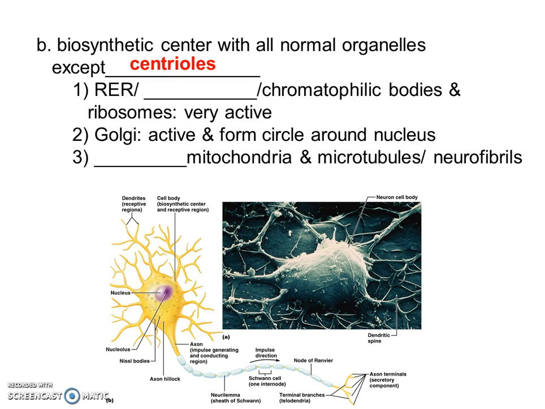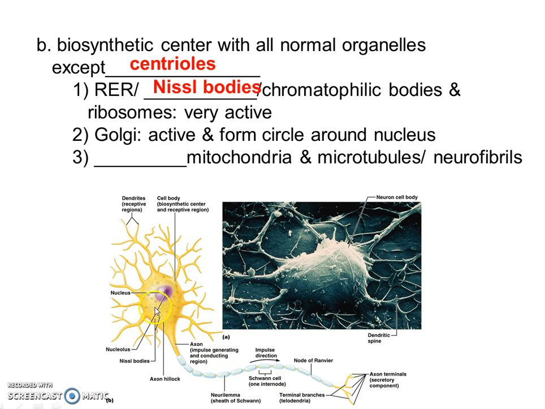Just like we had endoplasmic reticulum, or rough ER, or we called it sarcoplasmic reticulum in the muscle cell, we have rough ER that has what are called Nissl bodies, or chromophilic bodies, and ribosomes in the neuron. These areas are very, very active, constantly making new proteins and then sending them from the cell body down into the extensions of the cell body, the dendrites and the axons.